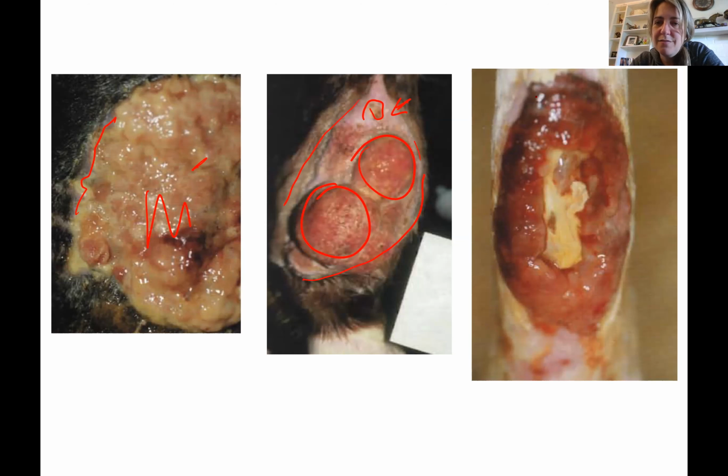This here, you can see it's a very angry granulation tissue. There is an infection going on here that hasn't been cleared. So this needs to be fully cleared. And as you can see, this granulation tissue is much taller than the edges of the wound. And it needs to be also excised.